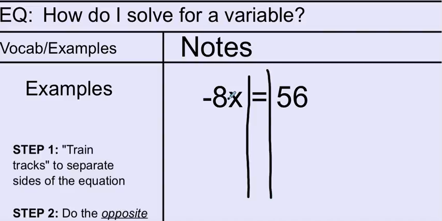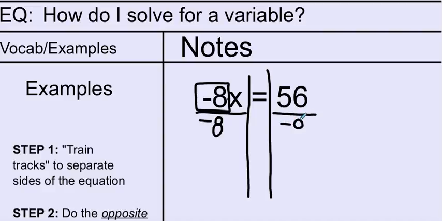I know that when two numbers are right next to each other, it means that they are multiplying. So the inverse operation, the opposite operation, is to divide. So I'm going to divide. What am I going to divide by? The exact same thing that is bothering my variable. In this case, that's the -8, so I'm going to divide by -8. Whatever I do to one side, I need to do to the other, so I'm going to divide this side also by -8.